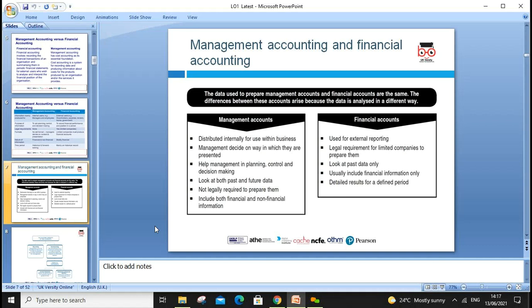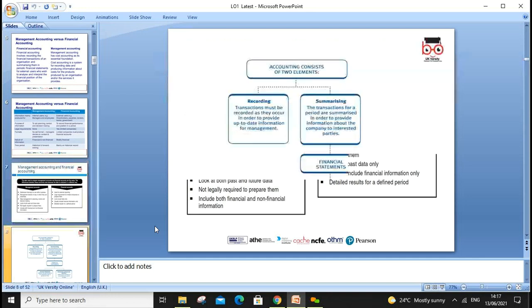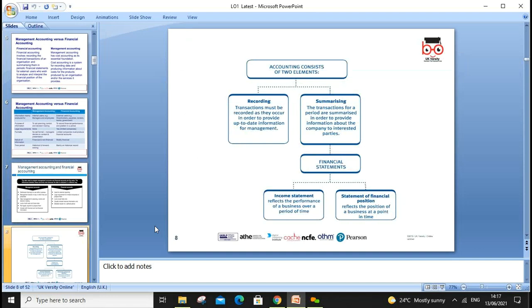Next, we're looking at management accounts and financial accounting. The data used to prepare the management accounts and the financial accounts are the same. The different accounts arise because the data is analyzed in different ways. So management accounts are for internal purposes and decision making, while financial accounting has a one-year requirement. All of that is financial accounting.